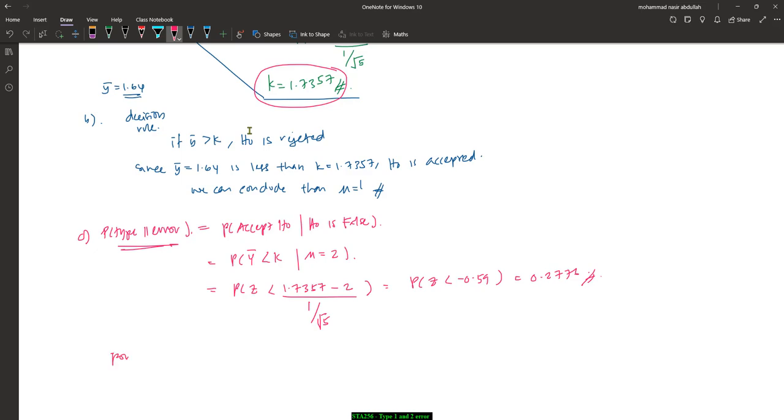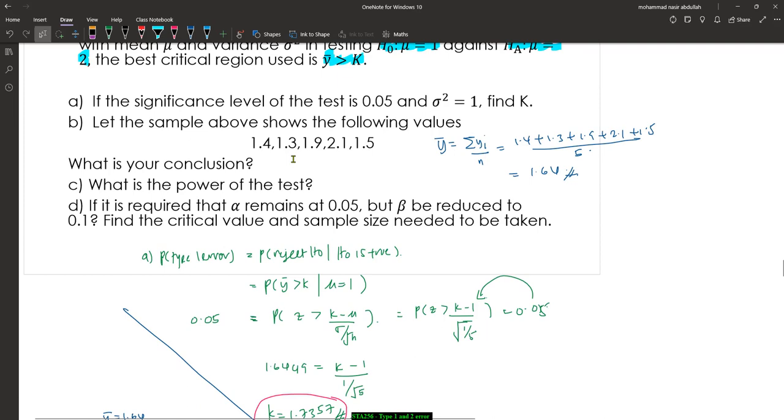So the power of the test is equal to 1 minus beta, which is equal to 1 minus 0.2776, right? So which is equal to 0.7224. Okay, right? Boleh.